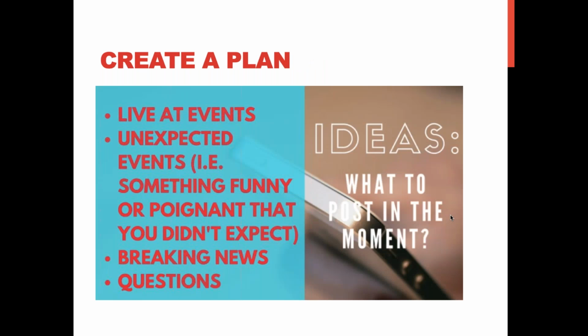Okay, and then the strategy. Here are some ideas for what to post live in the moment. If you're at an event or something happened that you didn't expect. One example I've heard before was an agent whose most engaged story was about two cars exactly alike parked together. One was hers, one was somebody else's, and she wasn't paying attention because she was looking at her phone while walking to the car, and she tried to get into the wrong car, and then realized the car door wasn't opening.